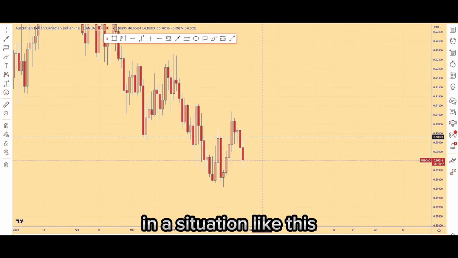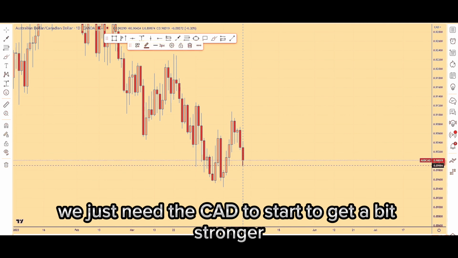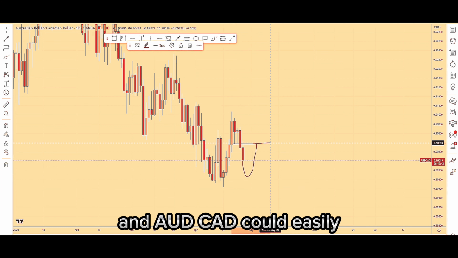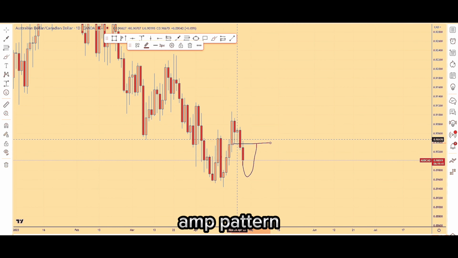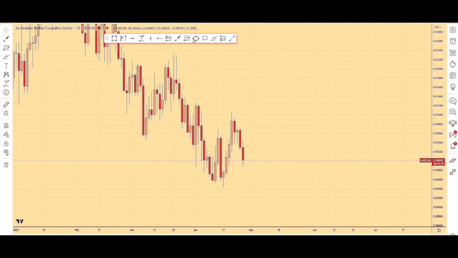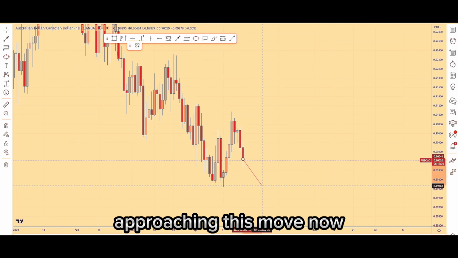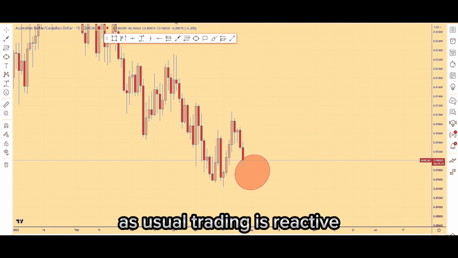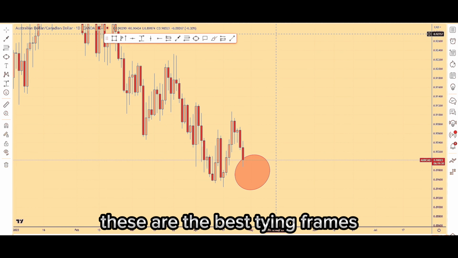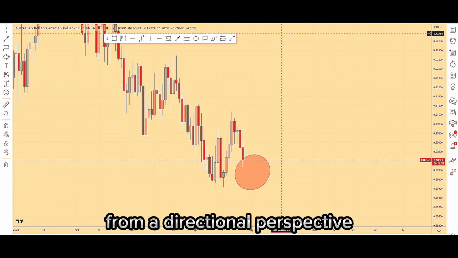So in a situation like this, we just need the CAD to start to get a bit stronger, and AUD CAD could easily complete this potential M pattern at the neckline. So how we could be approaching this move? Now, as usual, trading is reactive and not predictive. The monthly, those are the best time frames from a directional perspective.